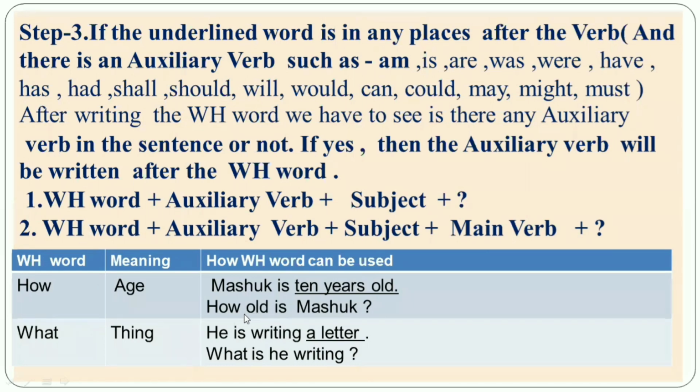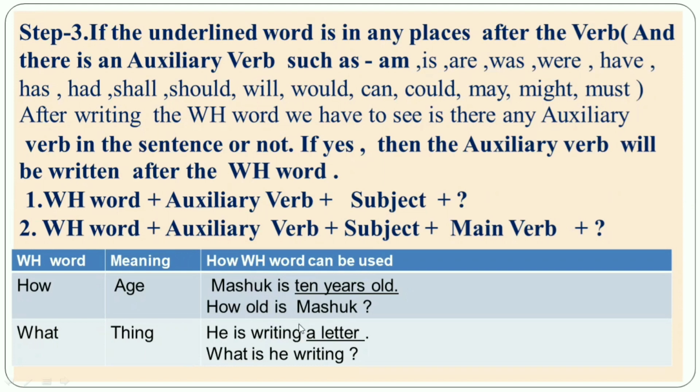So how old, you have to find out and write at the first of the sentence. How old, then auxiliary verb, you have to find out the auxiliary verb. Yes, is there any auxiliary verb? Yes, there is an auxiliary verb. So write after the WH word is, then the subject. Here, WH word, auxiliary verb and subject. So how old is Mashuk?